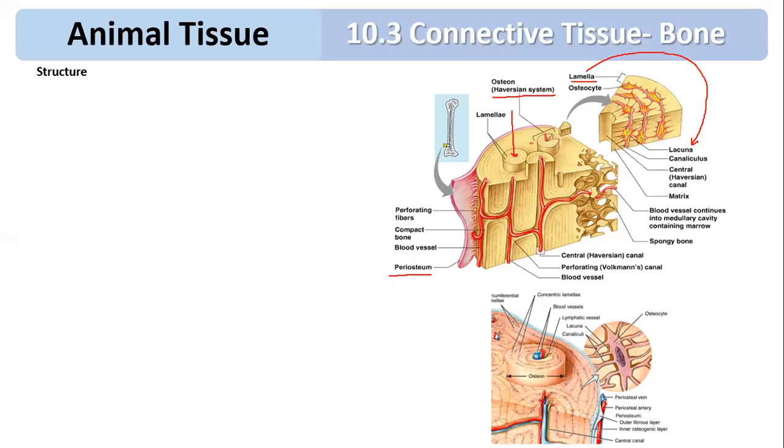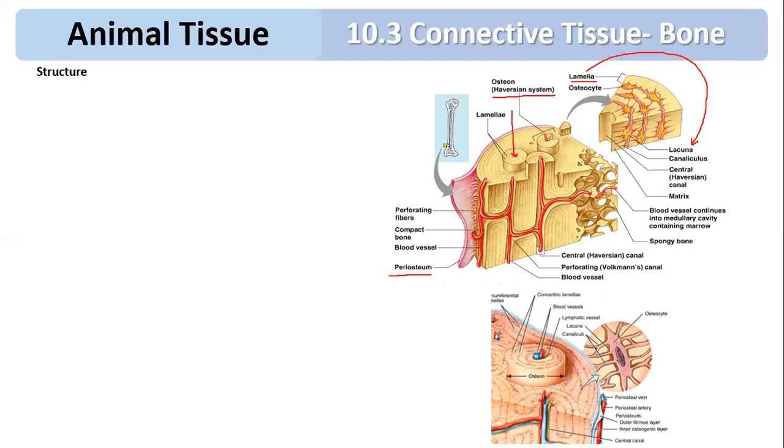Okay, so in the lacuna the cells are present. Those cells are called osteocytes or osteoblasts. Osteoblasts are immature, and the mature ones are called osteocytes. Now what are these osteocytes? They are bone forming cells, same like chondrocytes. Chondrocytes are cartilage forming cells. Here the osteocytes or osteoblasts are bone forming cells.